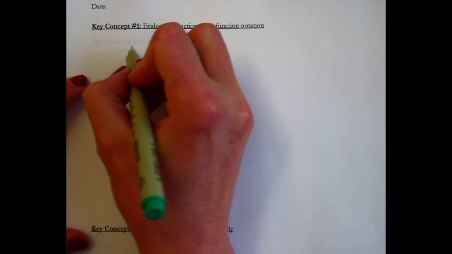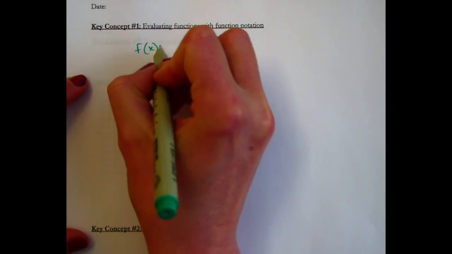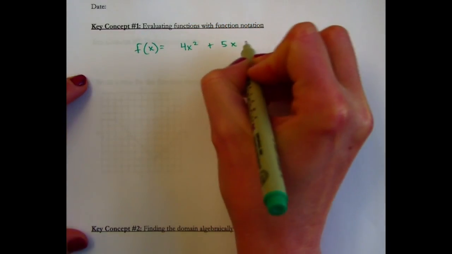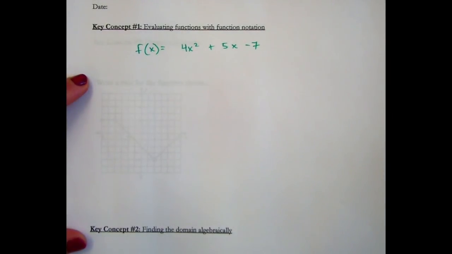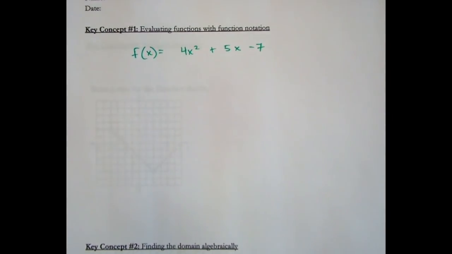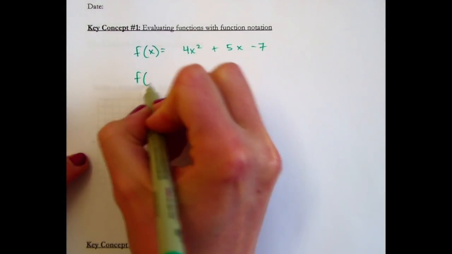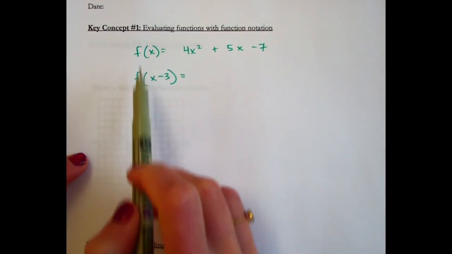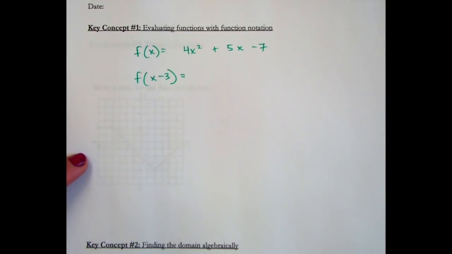Okay, moving on to some key concepts. The first key concept is evaluating functions with function notation. And the problem we're going to solve is if I gave you this function, I could ask you to evaluate something a little bit more complicated, such as f of x minus 3. Okay, so what do we do if we have an expression inside the parentheses instead of just a value?